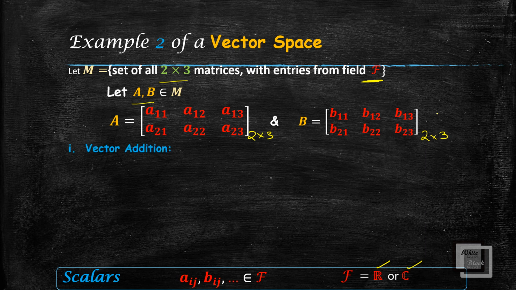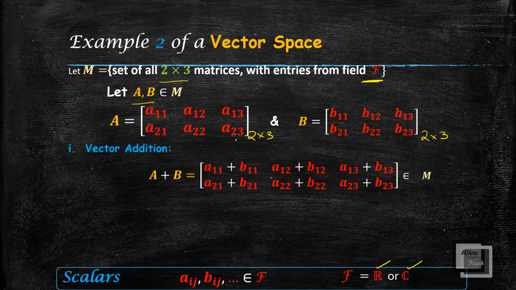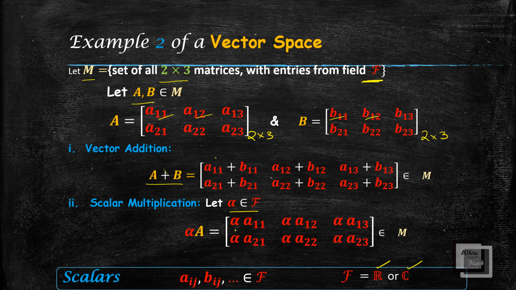When you add these two matrices, then A plus B equals like this: first entry added to first, second entry added to second. So this is the vector addition for our non-empty set M. Scalar multiplication: if I choose a scalar alpha from field F and multiply with matrix A, then again we will get a 2 cross 3 matrix. That means alpha A belongs to M. So our set M is closed under vector addition and scalar multiplication.